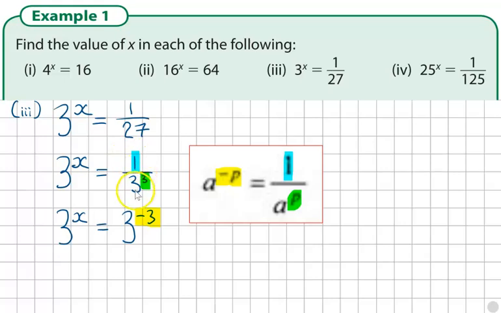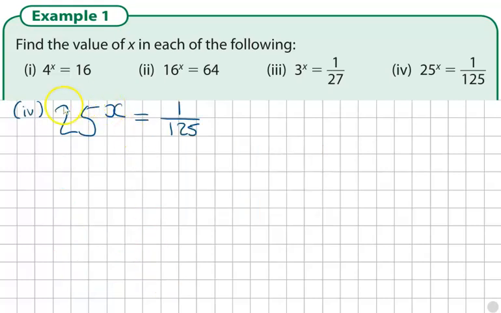So 1 over 3 to the power of positive 3 becomes 3 to the power of minus 3. And that's using this formula from my formula book. So now I can see I have 3 to the power of x equals 3 to the power of minus 3. Now my bases match, so I can cancel the bases and let the powers equal. So x equals minus 3, and that's my answer. That's my solution.